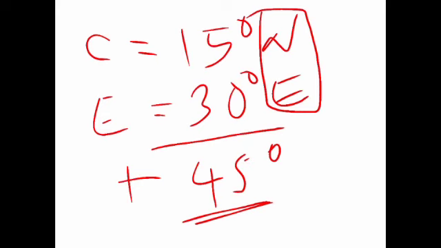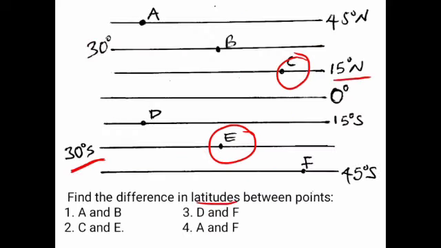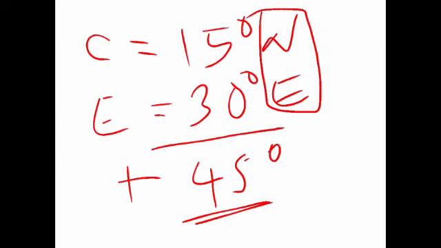So the difference between C and E in latitude is 45 degrees. Okay, let's go to the next question.